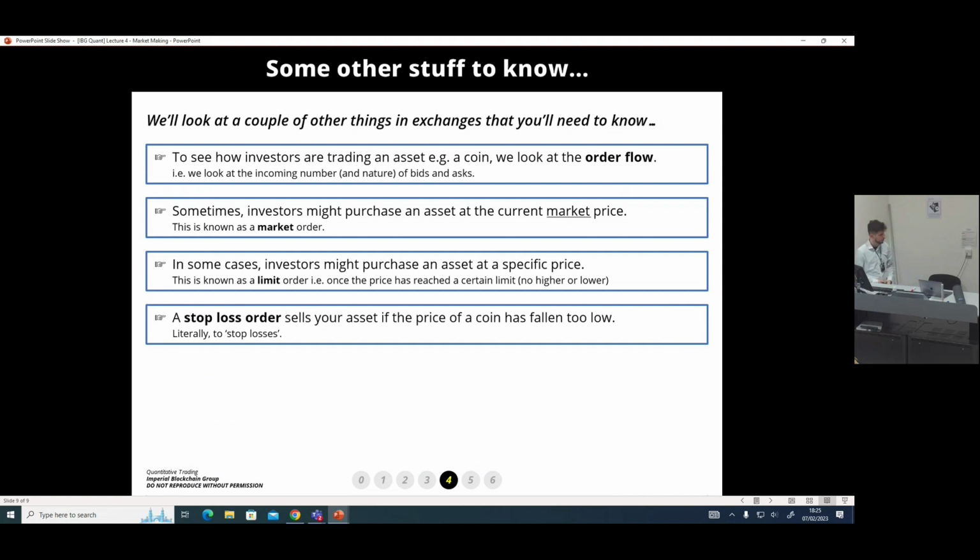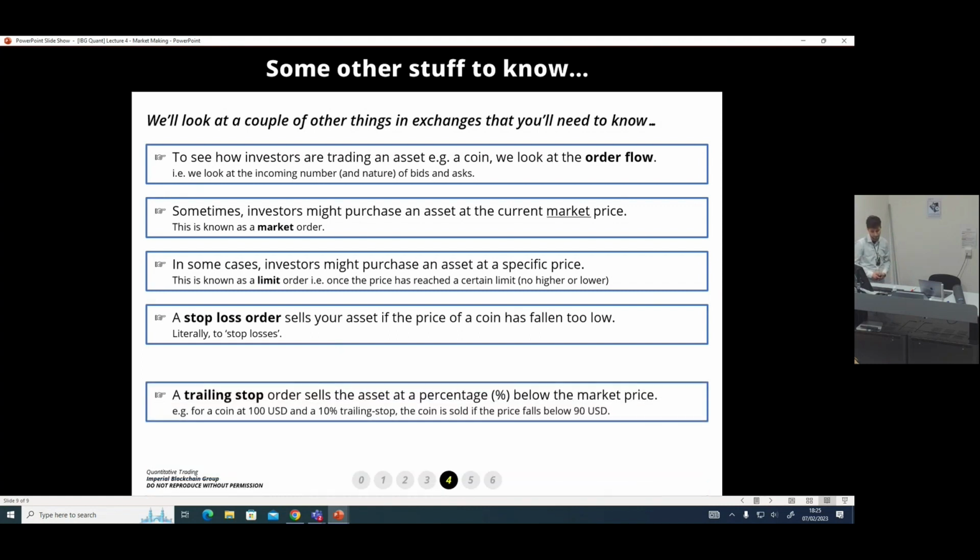Stop loss order is sort of the inverse of that. If you have a stop loss order, it means that you want to sell your asset, in this case an Ether coin, if the price of your coin has fallen too low. So, for example, it's literally to stop losses. If your Ether coin is trading at 1350 and you want to sell the moment it falls below 1,200, you program your strategy to say that if it goes past 1,200, execute the stop loss order and just sell my coins, so I don't lose any more money.